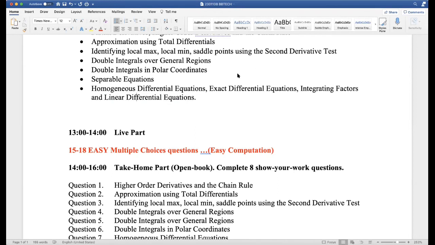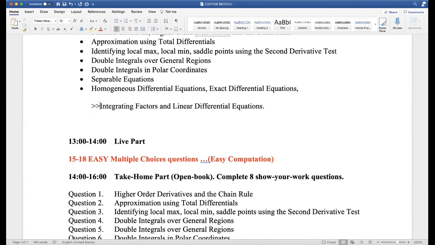But for those of you who can attend, just please come, because next Monday will be the last lecture. We're gonna look at integrating factor and linear differential equation. These 2 topics will not be covered on the exam. Okay, let's see. These 2 topics will not be covered.